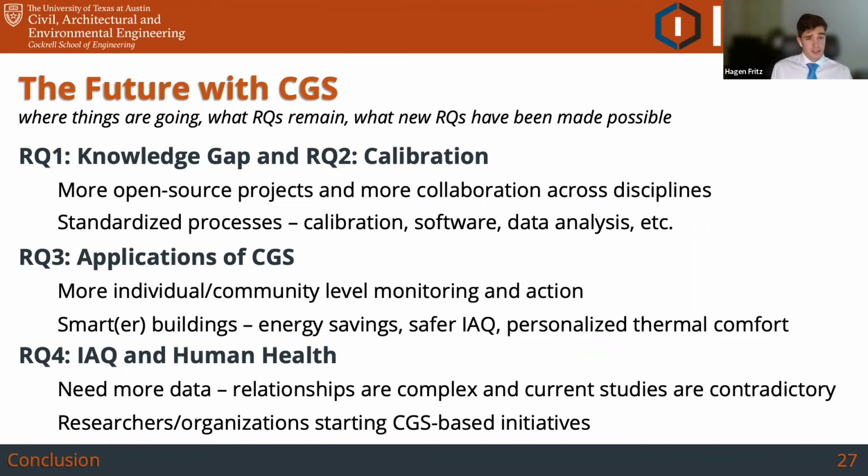In terms of applications, we're seeing more individual and community level monitoring. This is primarily in the outdoor air quality community. A lot of governments are setting up sensors all across their cities, which is great because people are starting to understand a little bit more about air quality and the effects it has on your health. These sensors are very affordable. They can be tied into buildings to make them smarter, right? We can start to get things like energy savings.